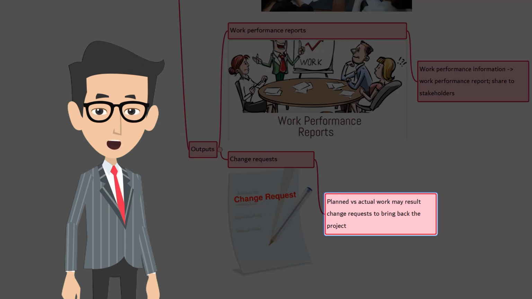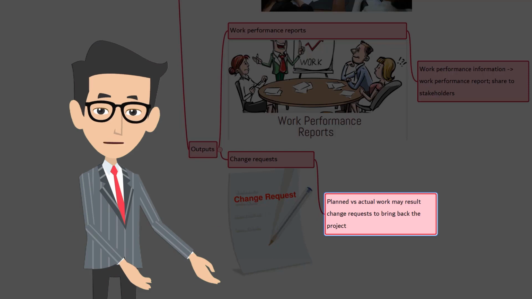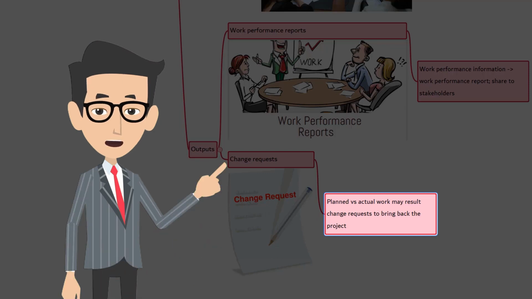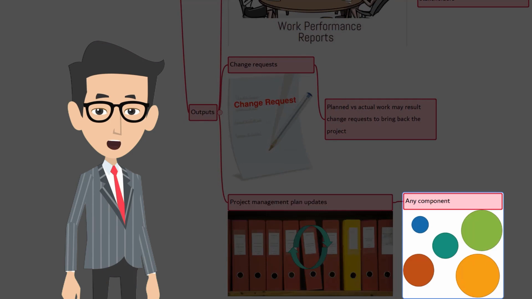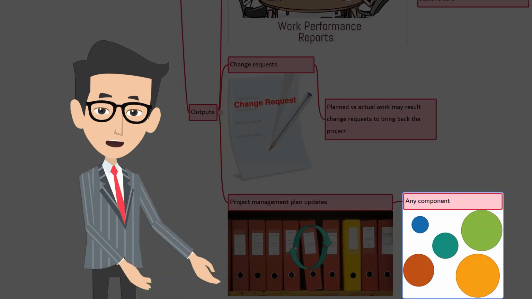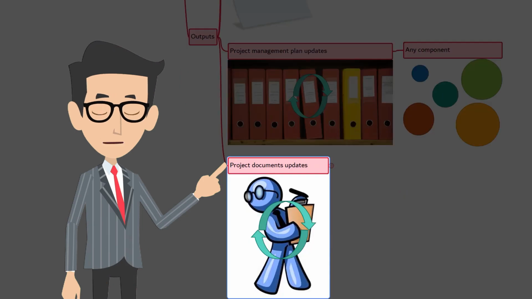Change requests may result in collection and documentation of new requirements. Requested changes can impact the project management plan, project documents, or project deliverables. Now, let's look at the project management plan updates. Any change to the project management plan goes through the organization's change control process via change request. Remember, changes identified during the monitor and control project work process may affect the overall project management plan. All right, the next one is project document updates.